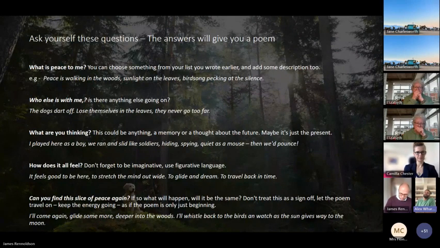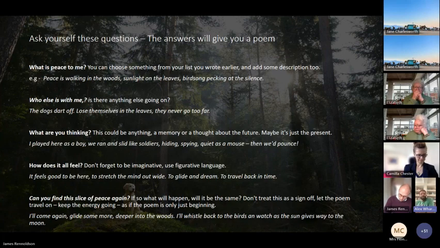Peace is walking in the woods, sunlight on the leaves, birdsong pecking at the silence. The dogs dart off. They lose themselves in the leaves, but they never go too far. I played here as a boy. We ran and slid like soldiers, hiding, spying, quiet as a mouse, and then we'd pounce.